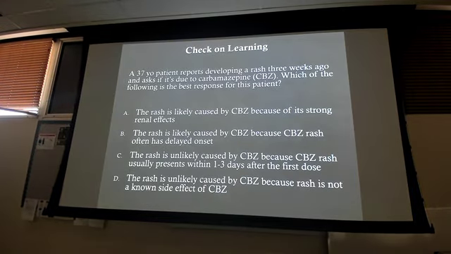Okay, our check on learning. A 37-year-old patient reports developing a rash 3 weeks ago and asks if it's due to their carbamazepine. Which of the following is the best response for this patient? I heard one person over here.